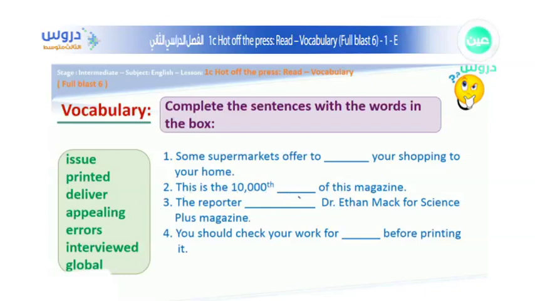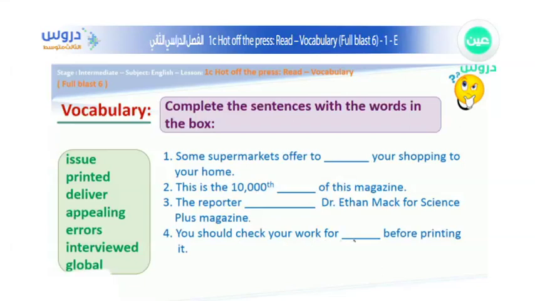2. This is the 10,000th issue. Yes, every week they make an issue, and this issue is number 10,000 of this magazine. 3. The reporter, he did something to Dr. Ethan. What did he do? He interviewed him. Yes.